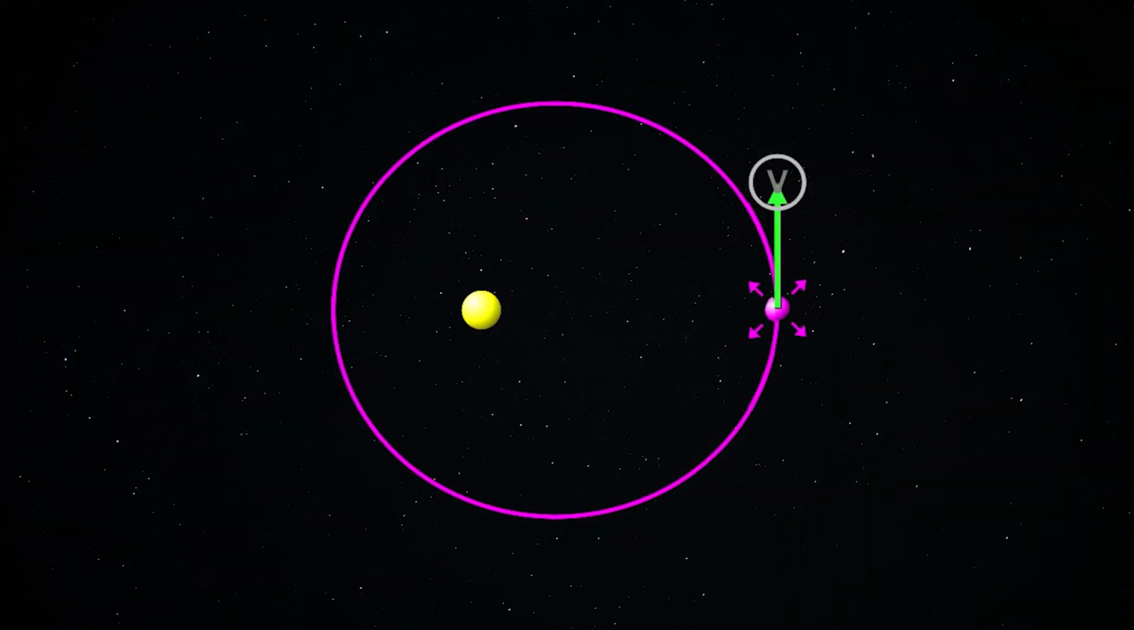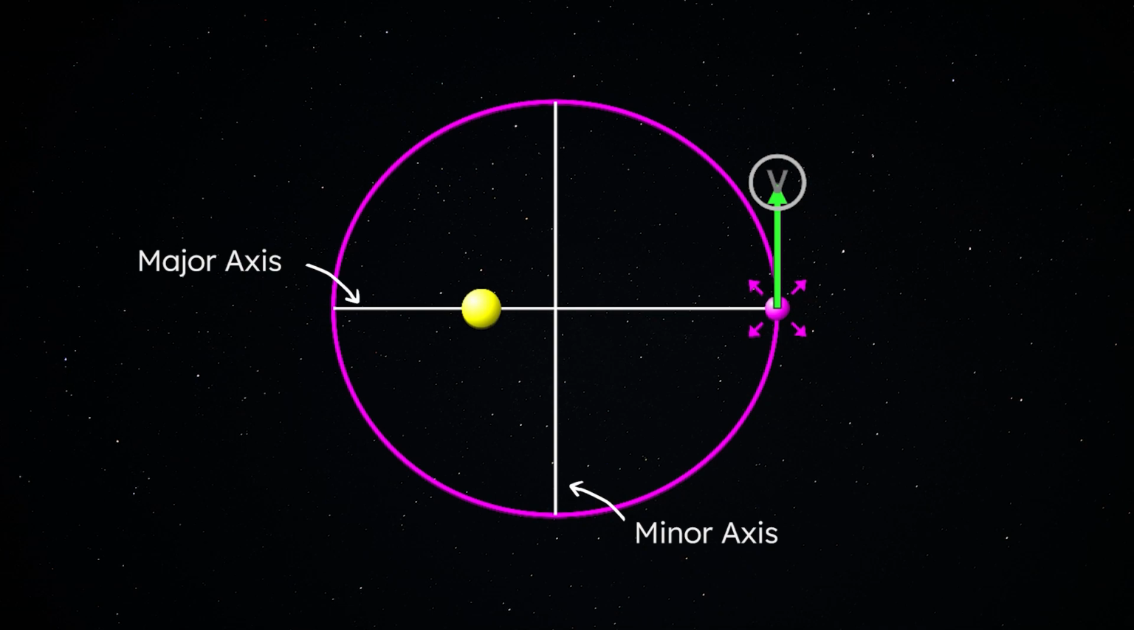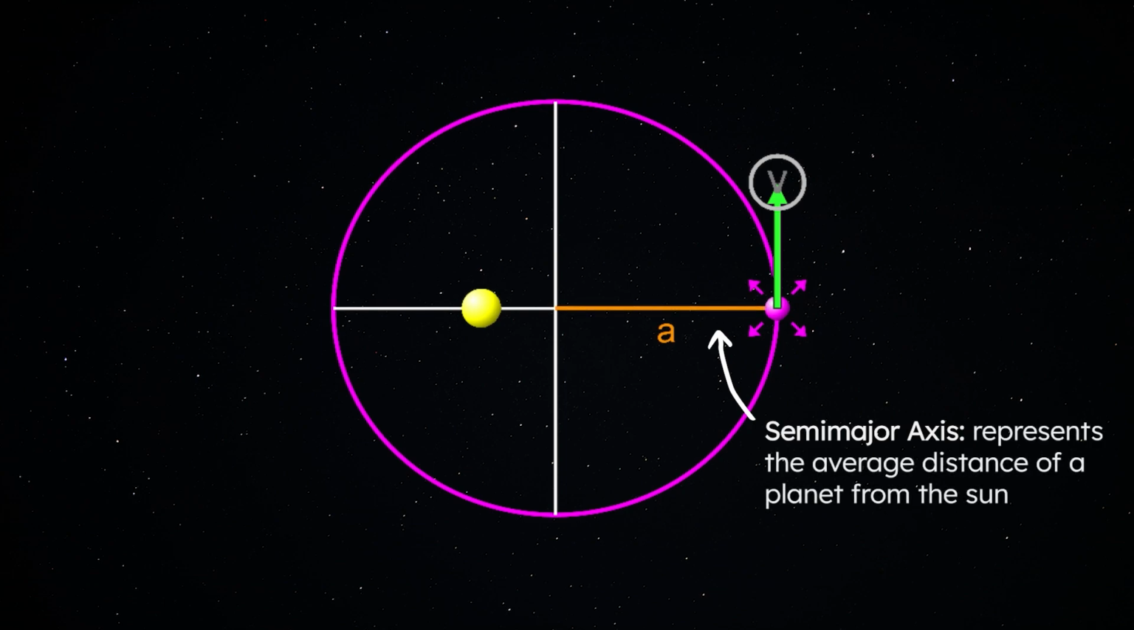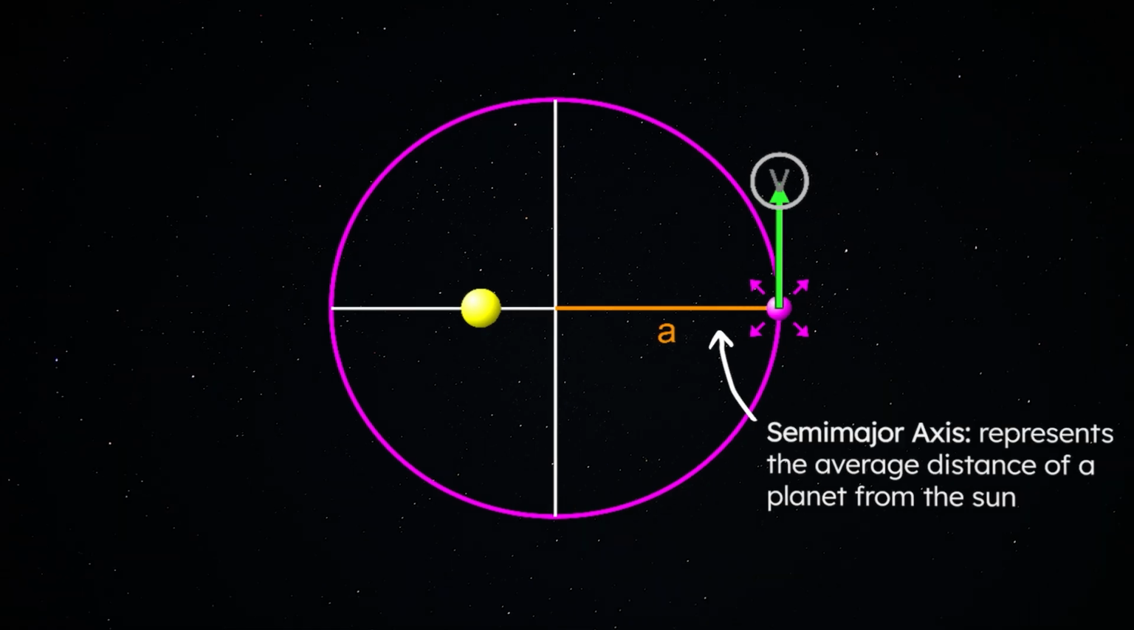An ellipse also has a major and minor axis. The major axis is the longest line that stretches across the ellipse. It passes through both focal points. Half of this line is called the semi-major axis. For planetary orbits, the semi-major axis represents the average distance of a planet from the Sun. Determining the length of the semi-major axis is important for calculating different aspects of planetary motion.